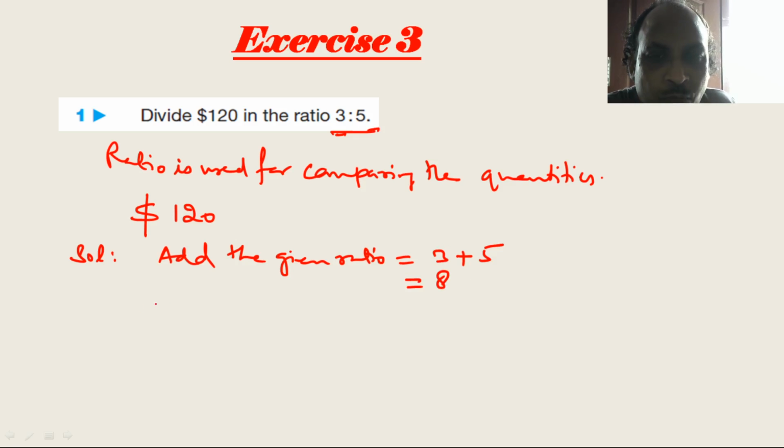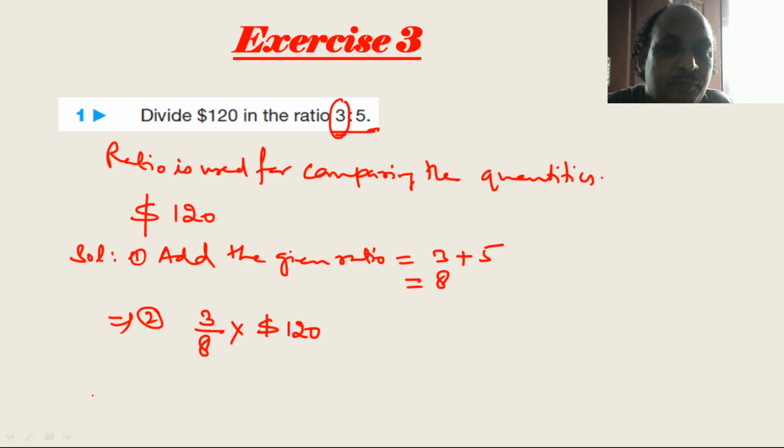Okay. Now, the second step. This was the first step. The second step is to find the third part, or you can say the 3/8 part. So how will we find this part of the $120? We will find it by 3/8 into $120. Okay, right, and we will cancel it. Cancelling with 8, we get 1 and 5, so this gives us $45.